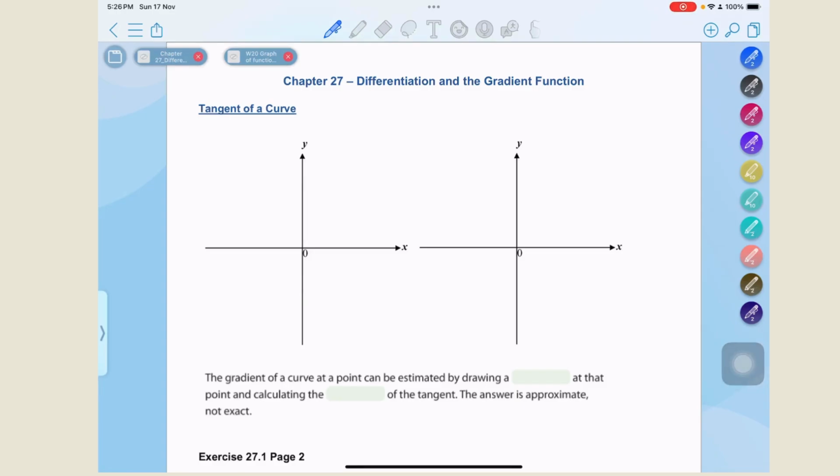Hi everyone, today we're going to learn about differentiation and gradient of the function. Okay, first of all, we will learn about tangent of the curve.